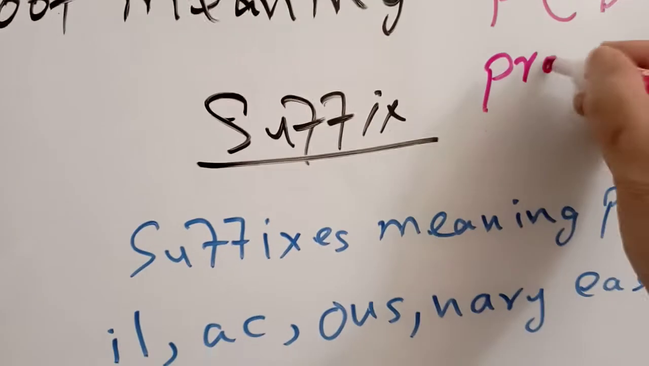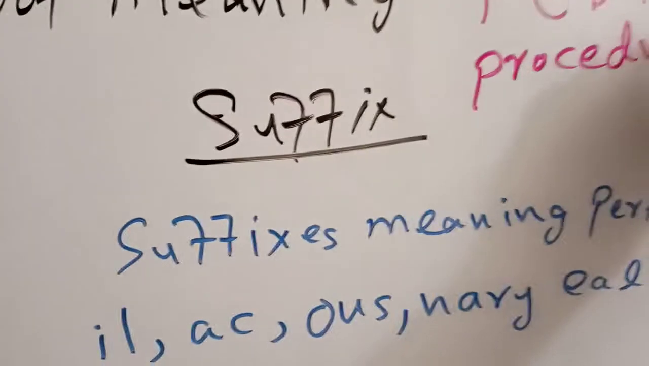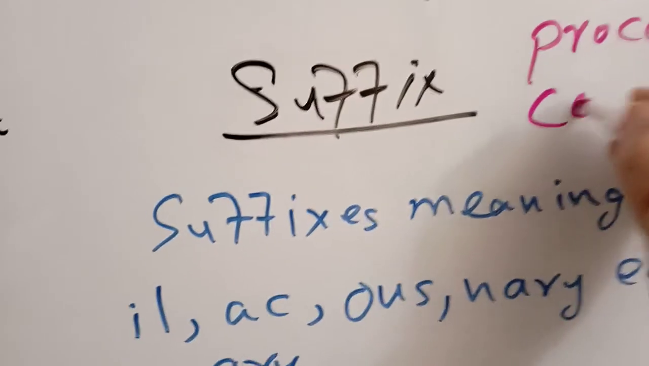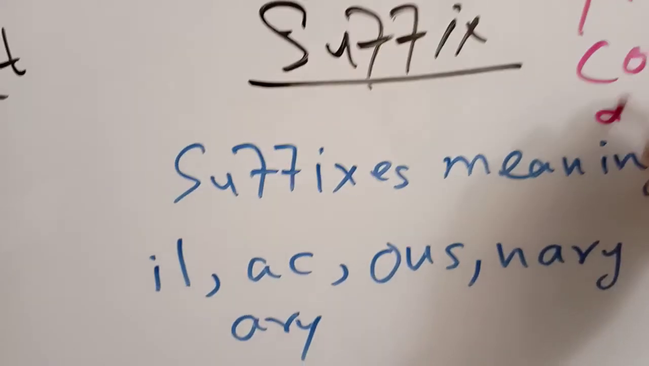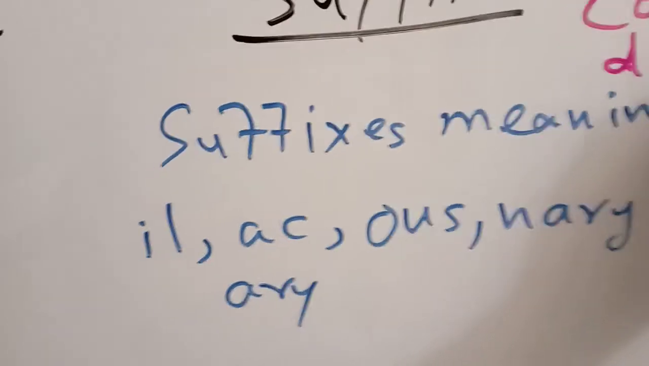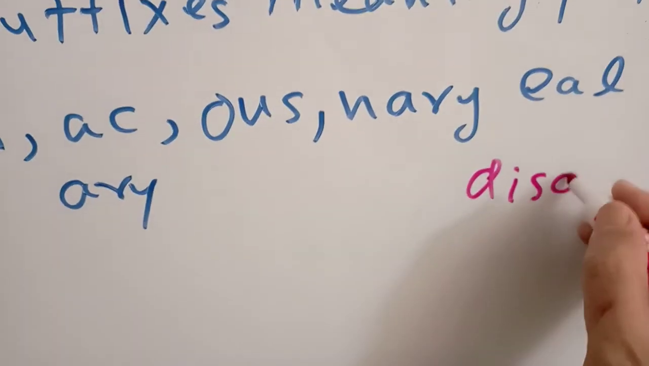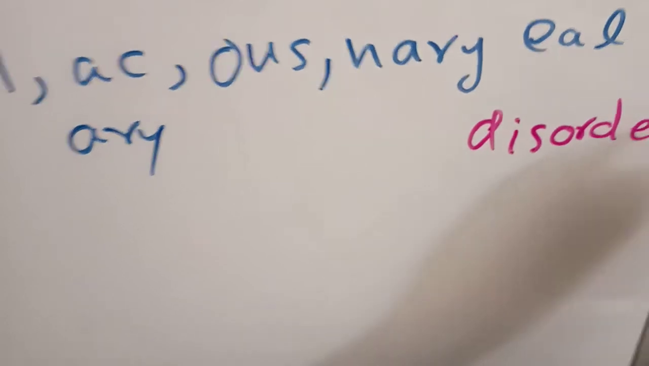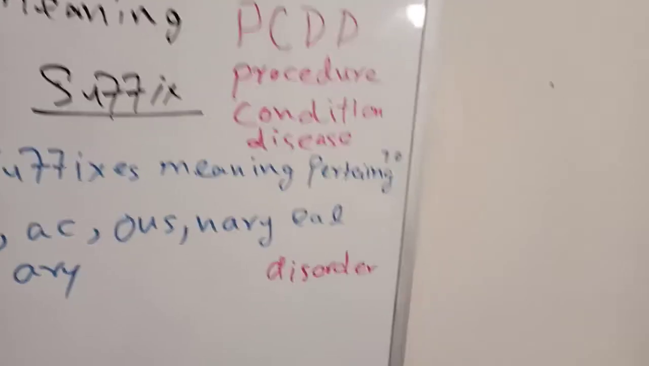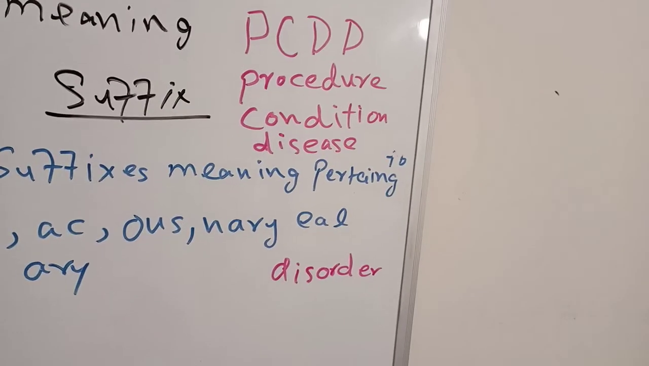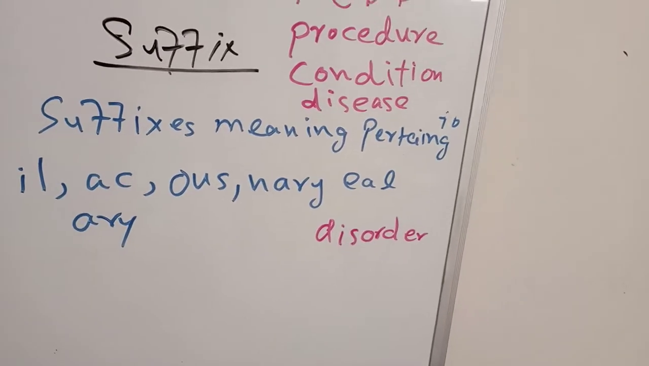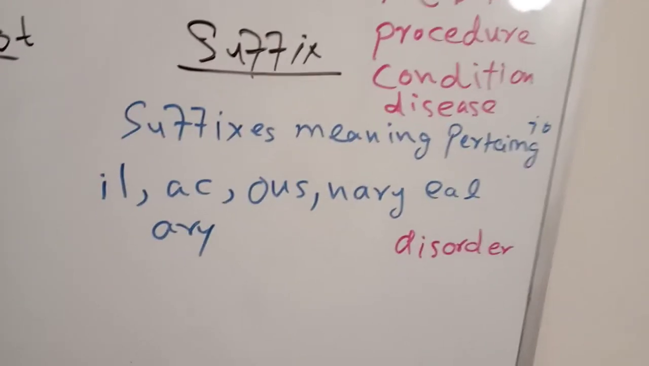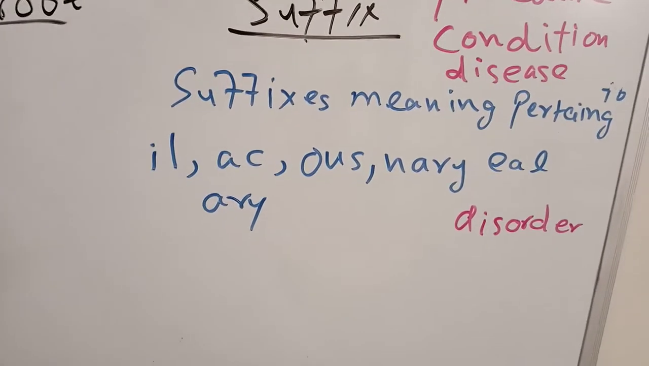Procedure, condition, disease, and disorder. Suffix gives us information about these 4 things: procedure, condition, disease and disorder. This comes after the word root to modify the meaning.